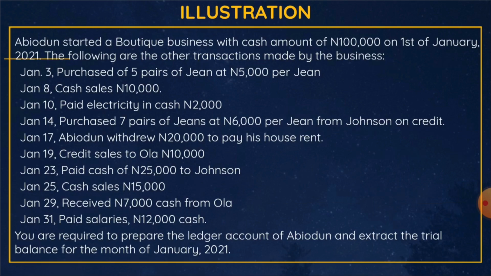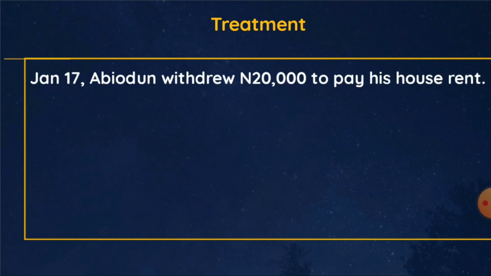Then the next transaction, on January 17th: Abiodun withdrew 20,000 naira to pay his house rent. If we look at this one, the money withdrawn from the business was used for personal use by Abiodun. Any money used for personal use is called drawings in accounting. It will not be part of the expenses of the business because of the separate entity concept. There is a difference between the owner of the business and the business, which means there is going to be an account for that. We open a drawings account for the transaction.